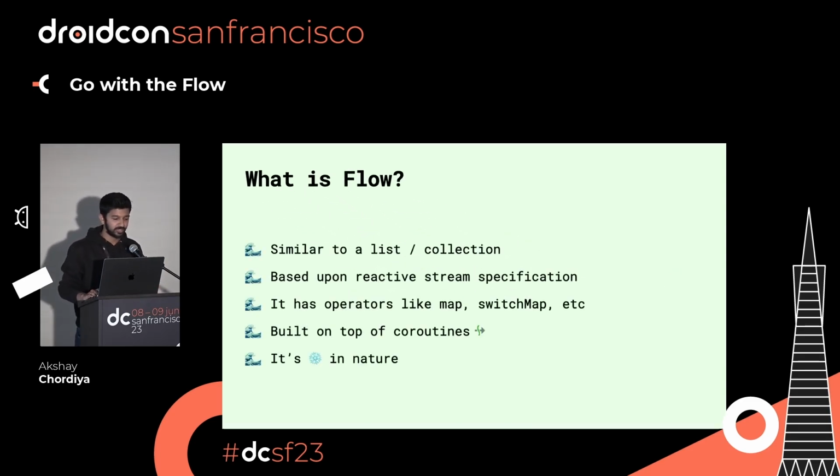Flow is essentially a list of asynchronous values, like a collection. It's based upon the reactive streams specification, so it follows the same principles as RxJava. It has a bunch of operators like map, switchMap, etc. And Flow is built on coroutines, so it internally uses coroutines. We'll look into that as we go ahead. And like I said, it's cold in nature.